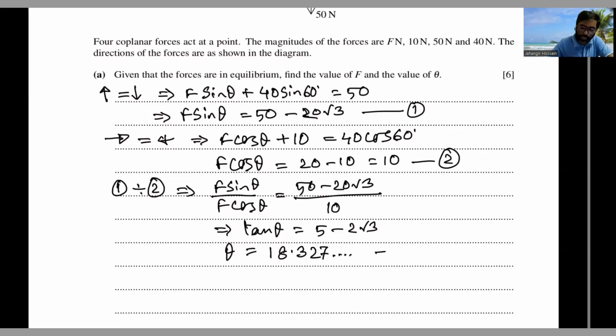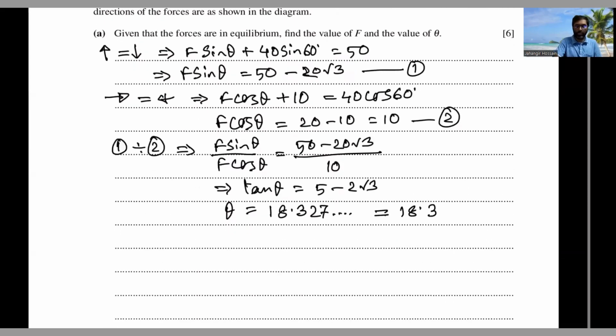If it is correct to one decimal place, then it is measured in degrees, so theta is 18.3. Now, if you substitute the value of theta in one of the equations to find the value of F, we need to substitute a more accurate value of theta. So we have to use more decimal places, 18.327. That will give you F.